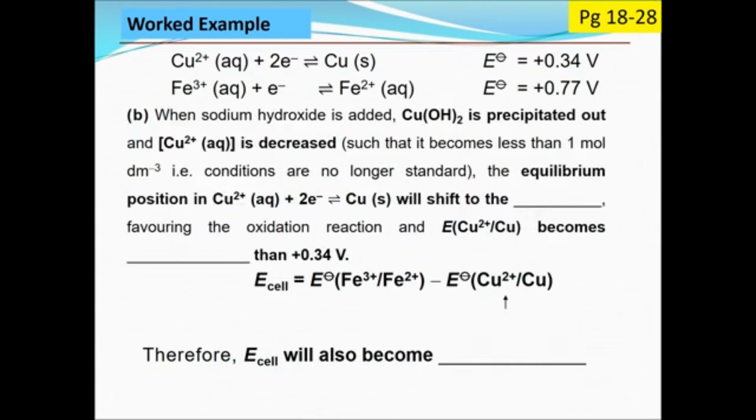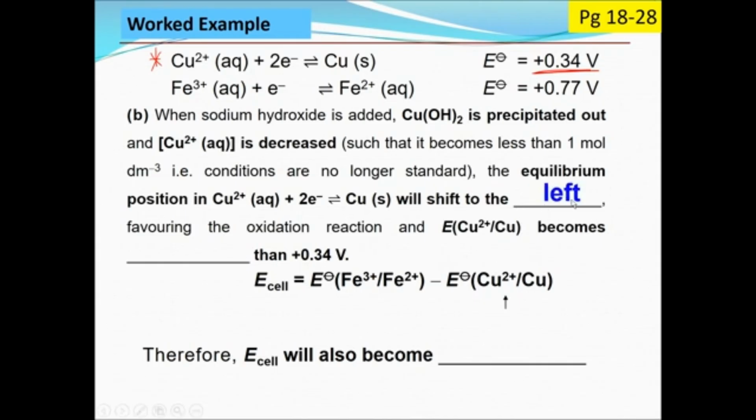Now let's look at part B. Part B, firstly, do not flip this equation. Just treat it as it is because we are going to use the value as it is. So we are not going to reverse and talk about POE shift. We're going to keep it as a reduction forward reaction and discuss the POE shift.